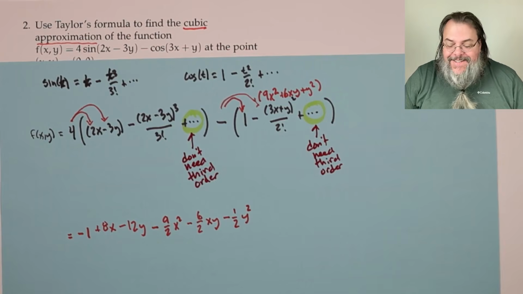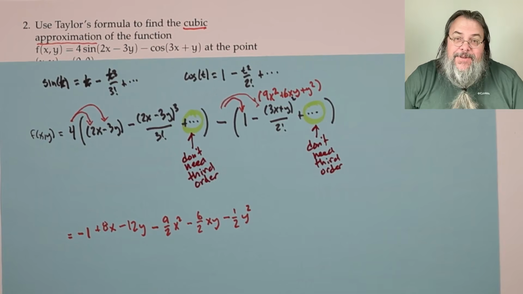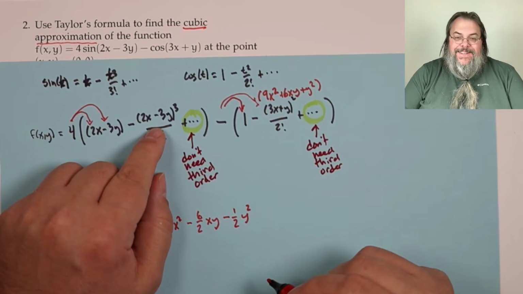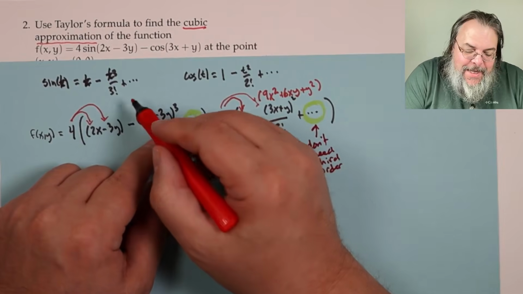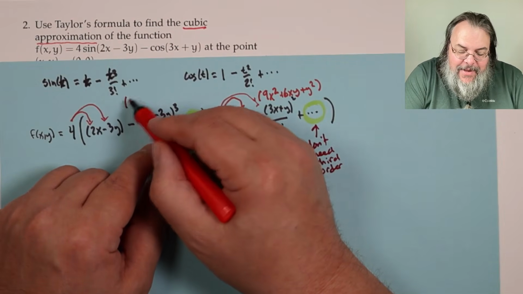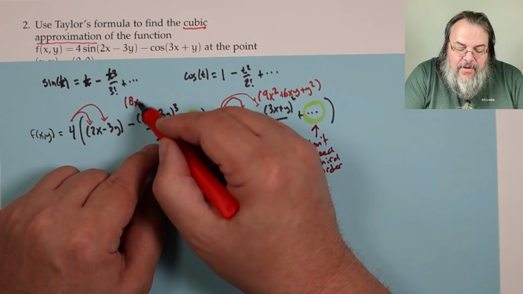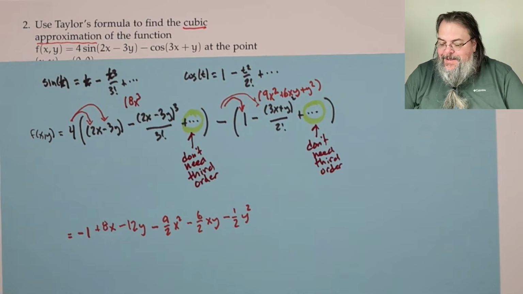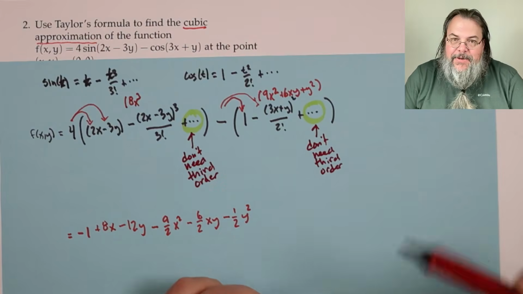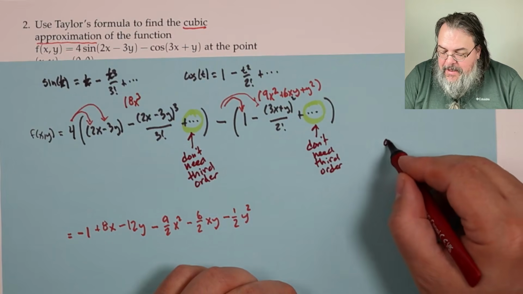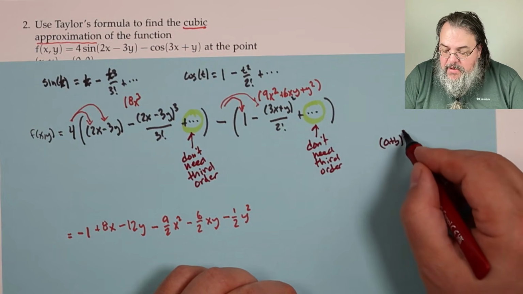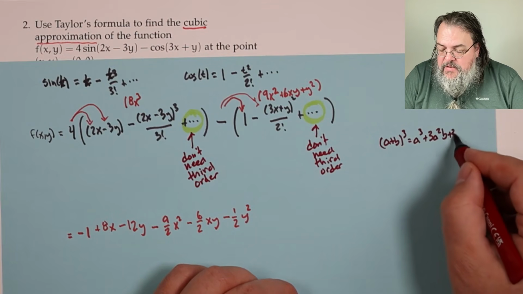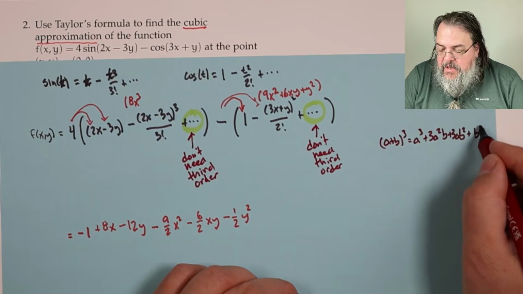Are you convinced yet? All right, hold on. We still haven't got to the fun part, because (2x minus 3y) cubed, here's the fun one. If you expand this, this becomes 8x cubed. And I'll make a little note here to the side: (a plus b) cubed is a cubed plus 3a squared b plus 3ab squared plus b cubed.